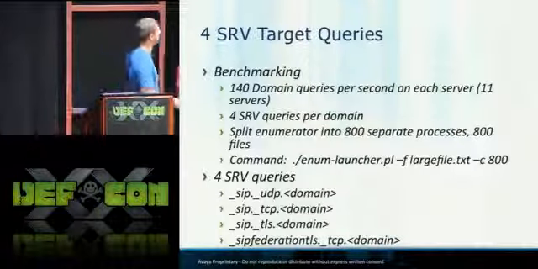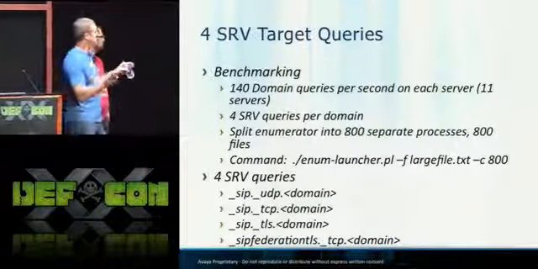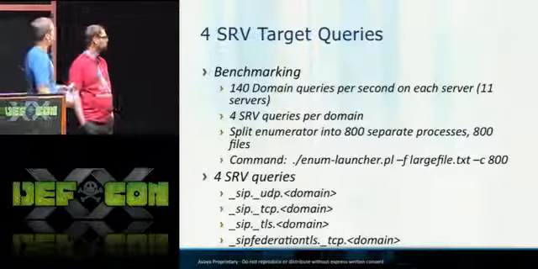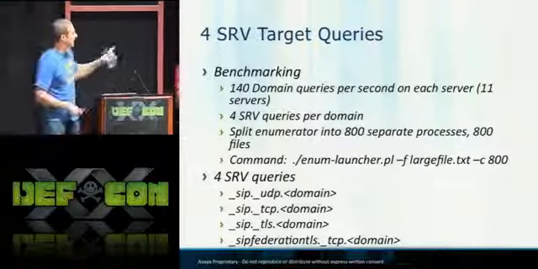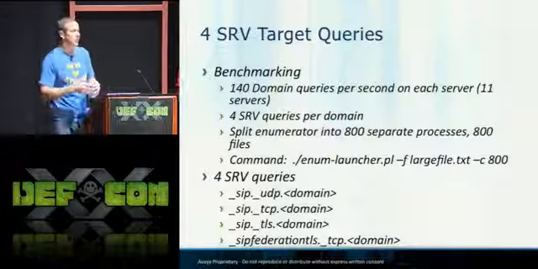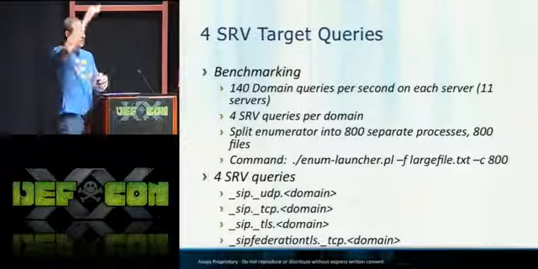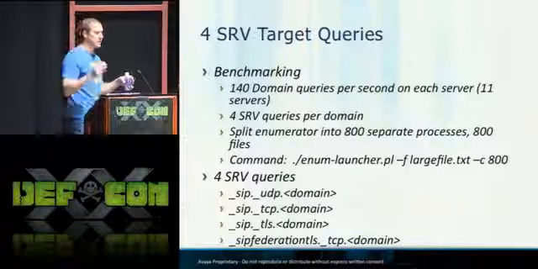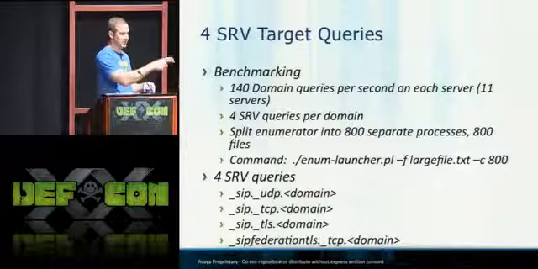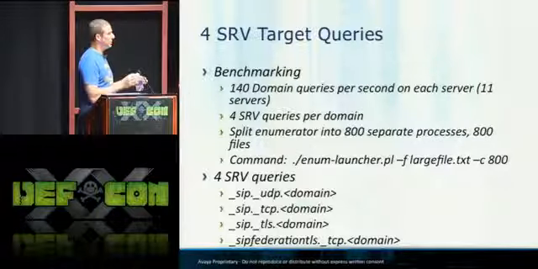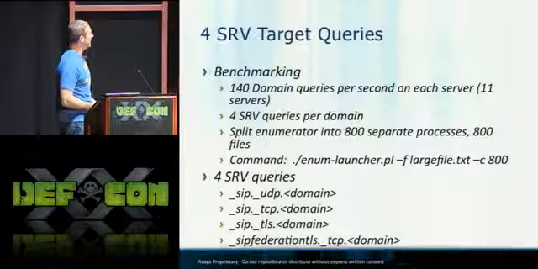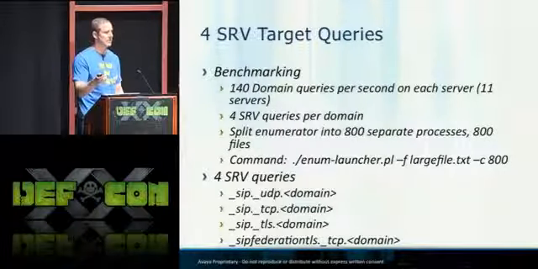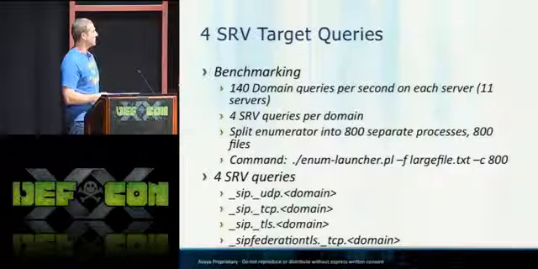Once Enumerator was coded, we decided to split this up into 11 different servers. And then we benchmarked this to basically split Enumerator into 800 separate processes and to parse a single large log file into 800 chunks. And so each of the 800 Enumerator processes would do its workload in parallel on the host. We benchmarked this at 140 domain queries per second, which was the fastest we could get, and 4 SRV queries per domain.